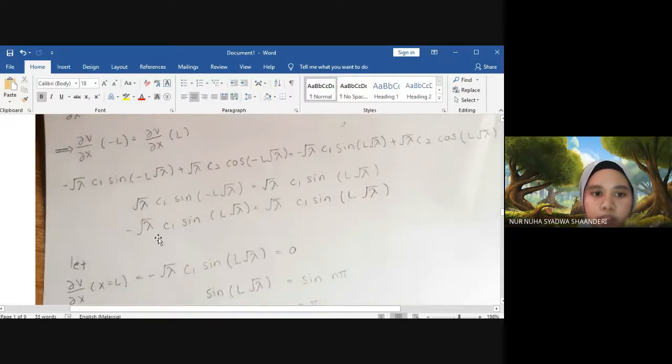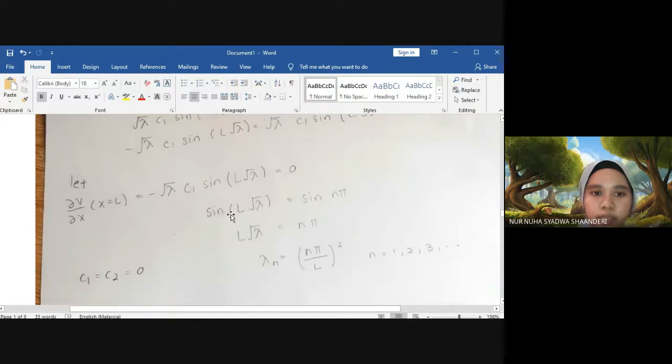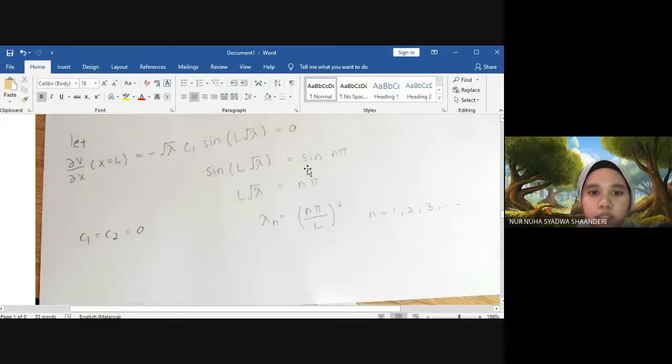And then we solve this equation, we get negative square root of lambda C1 sine L square root of lambda equals to 0, and we know that sine L square root of lambda equals to sine n pi. And we solve this one, we get lambda equals to n pi over L. Everything is square.